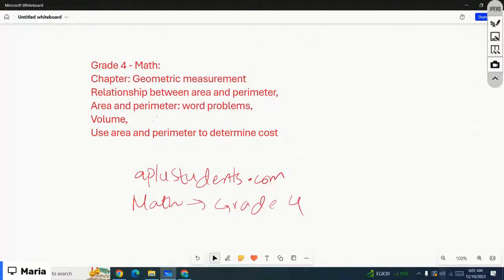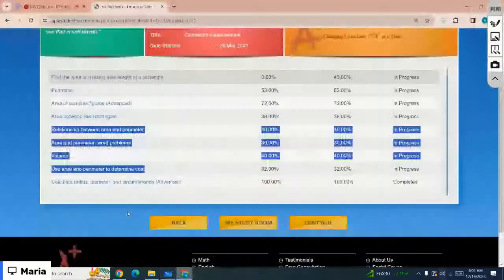We're going to start with the chapter geometric measurement. The lessons we're going to cover today are relationship between area and perimeter, then area and perimeter word problems, then we'll do the volume, and use area and perimeter to determine cost. So please make sure you have your notebook and pencil so that you can note down the important examples and definitions as well. So here I am on grade 4 math.